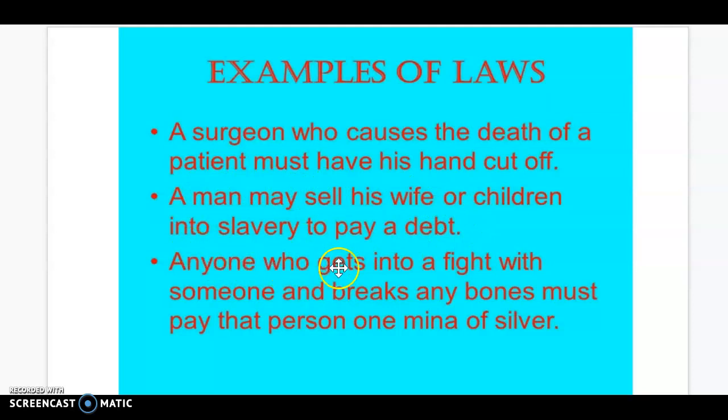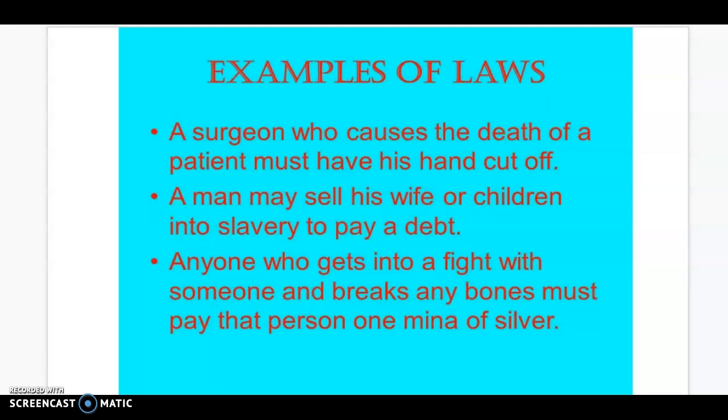Another one: anyone who gets into a fight with someone and breaks any bones must pay that person one, it's kind of like $1, like a mina of silver. So again, if you hurt somebody in a certain manner and it's somebody of a lower class, then you are allowed to just pay that for the injury that you caused. But all of these things are examples in Hammurabi's world in Babylon, in ancient Sumer, the city-state of Babylon that he ruled for 42 years. It's all examples of holding people accountable.